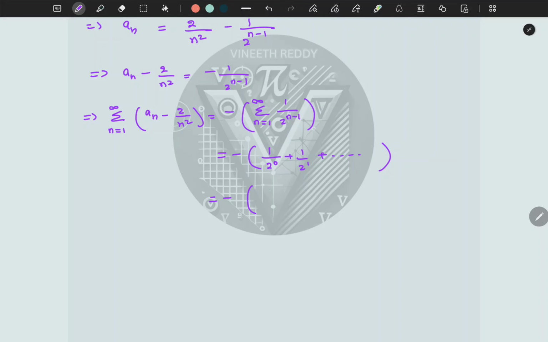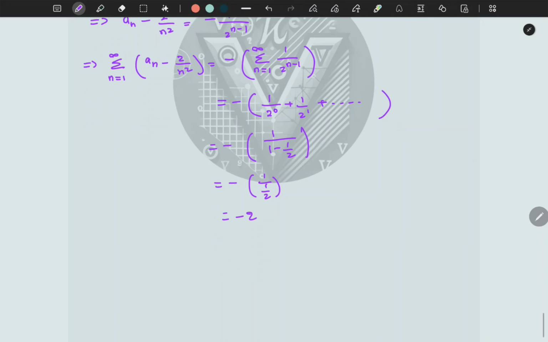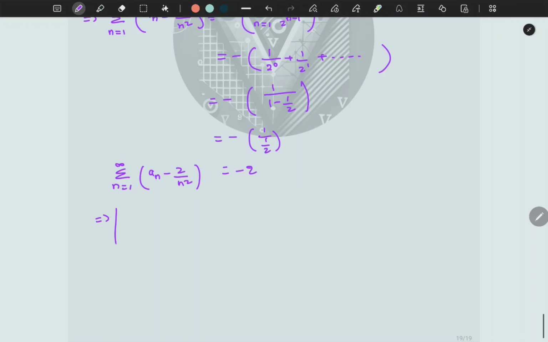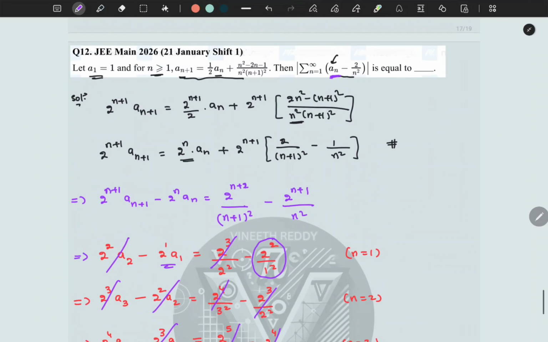So the sum of infinite terms in a GP is a by 1 minus r. So we get, first term is 1, and 1 minus r is 1 by 2. So the denominator is 1 by 2, dear students, so we get minus 2, right? So this is sigma n equals 1 to infinity of a n minus 2 by n square, which is minus 2. Acha, the absolute value of this is what is being asked, I think, dear students. So this will be mod of minus 2, which will be 2. So 2 should be the answer here.